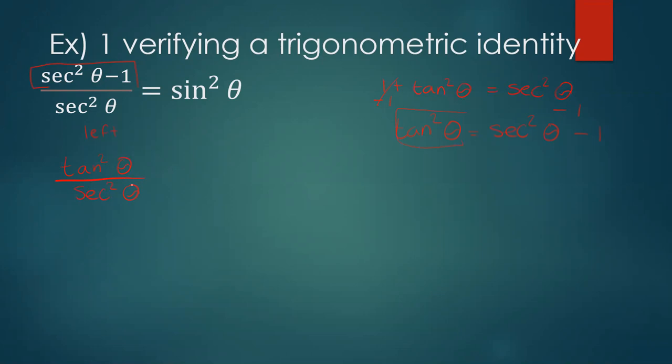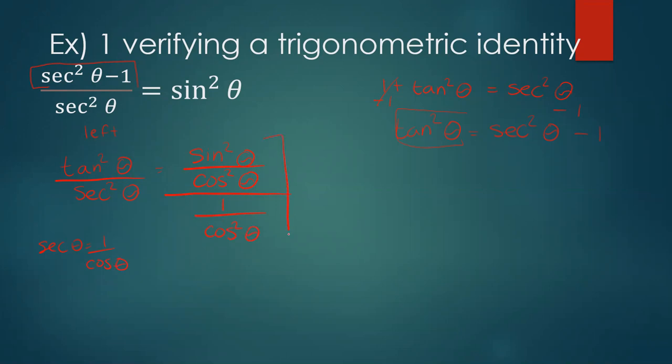Now let's keep on manipulating this. Tan square is the same thing as sine over cosine, but because there's a square, it's going to be sine square theta over cosine square theta, divided by secant square. Now secant theta is the same thing as one over cosine theta, so secant square would be one over cosine square theta.